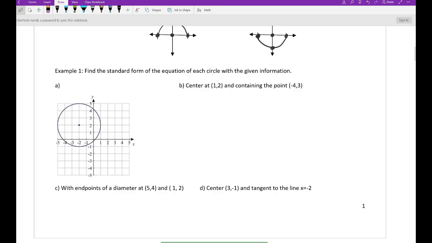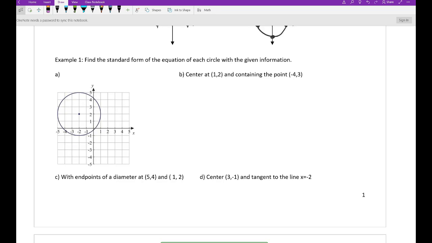Okay. Example 1. Find the standard form of the equation of each circle with the given information. Tonight's homework is going to ask you to find the standard form and another form, both. The other form that's not mentioned in this note is just foiling it all out. I don't really need you to do that, okay? So when it says find the standard form and something else, ignore the something else. I'm only focusing on the standard form because that's the more defined form that's easier for us to identify the center, the radius, and graph it easily, okay?